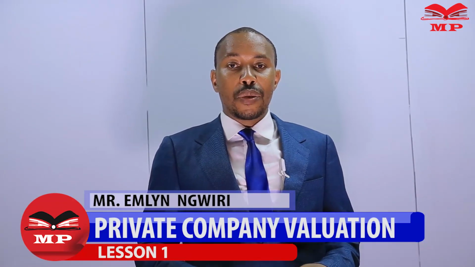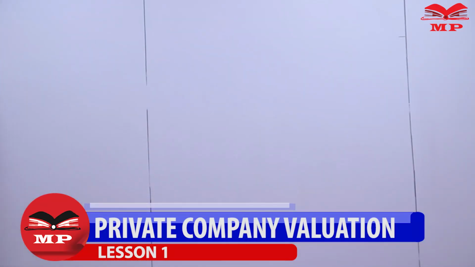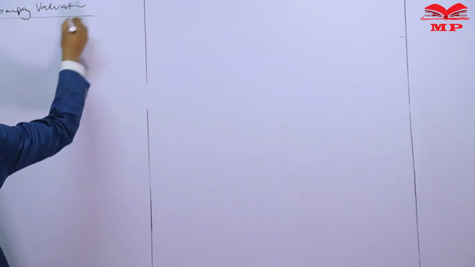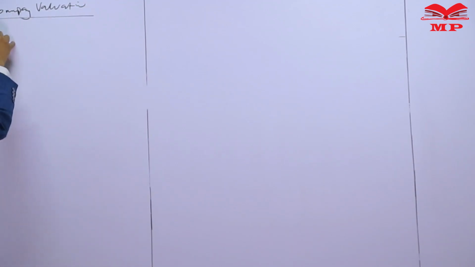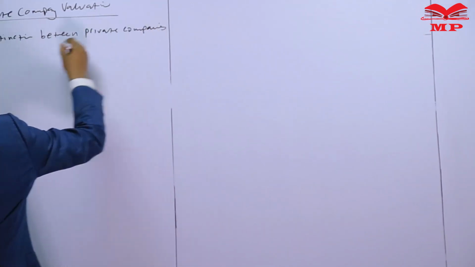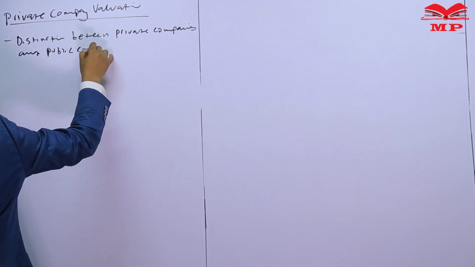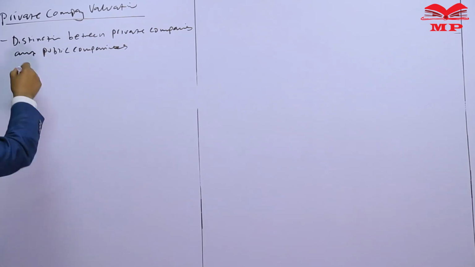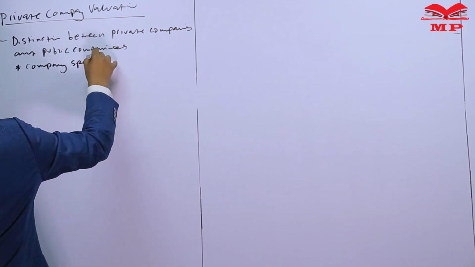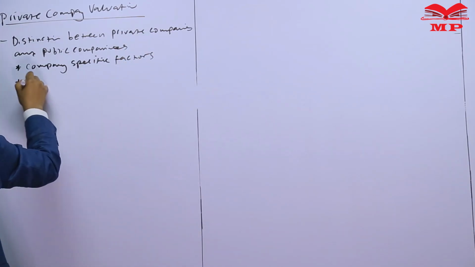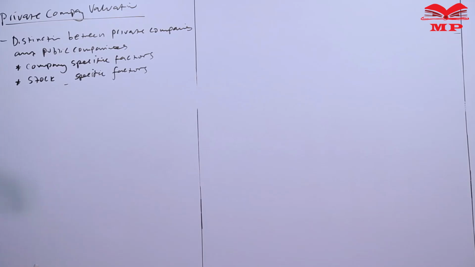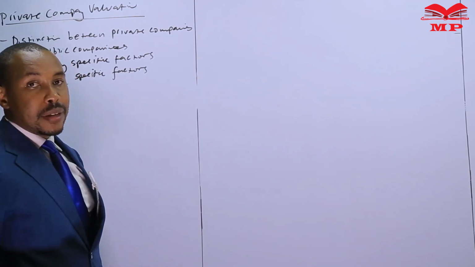I'll be taking you through private company valuation. What we'll be looking at under private company valuation include the following: the distinction between private companies and public companies. More precisely, we will look at the company specific factors and the stock specific factors. These are the two major distinctions between private companies and public companies.